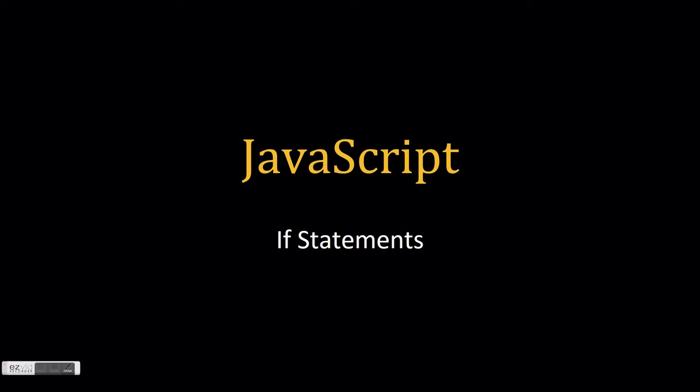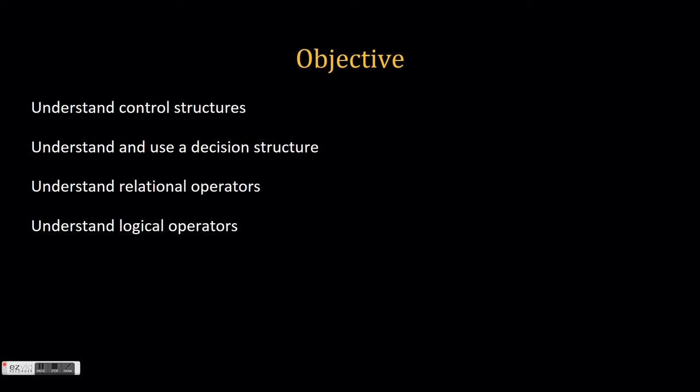In this lecture, we're going to look at if statements, and we'll see how computers use if statements to make decisions and execute different sequences of code based on the outcomes of these decisions. So at the end of this lecture, you should be able to understand control structures, understand decision structures and how they're used, and understand comparison operators, which are made up of relational and logical operators.